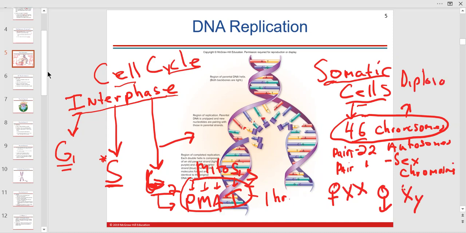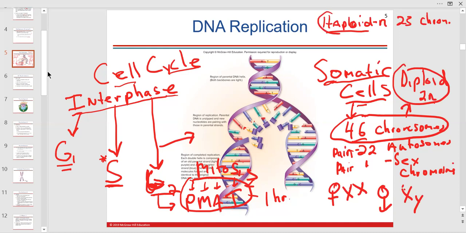It's really worth repeating this. Diploid, sometimes they write it as 2N. It means they have 23 pairs of chromosomes. If it was haploid, like a sperm or an egg is haploid, that would just be written as N. And that's just 23 chromosomes, not pairs. So just to get you used to that, haploid is a sperm or egg, and that's just the 23 chromosomes.